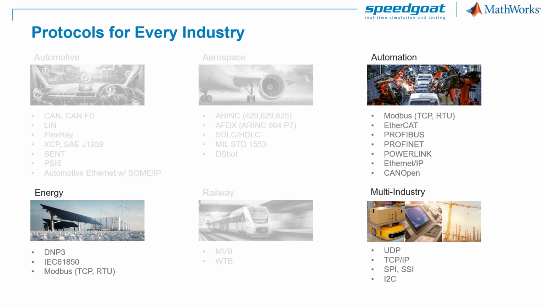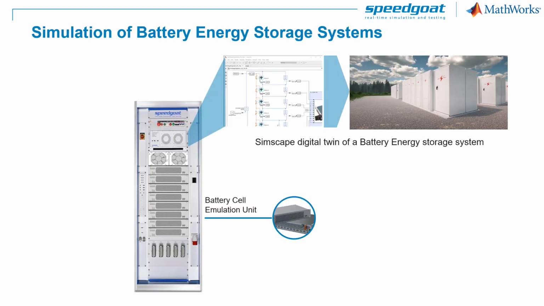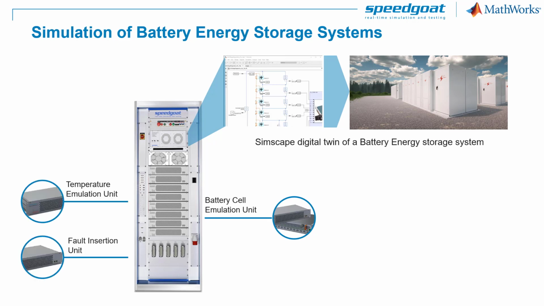Speedgoat I/O modules support most industrial communication protocols for buses and networks. Here are highlighted the ones that are typically used for microgrid testing. I/O solutions also support emulation of various plant components such as battery cells using battery cell emulation units. You can stack several of these modules to build a HIL simulator of full battery energy storage systems, or BESS, and complement it with failure simulation and temperature cell units.